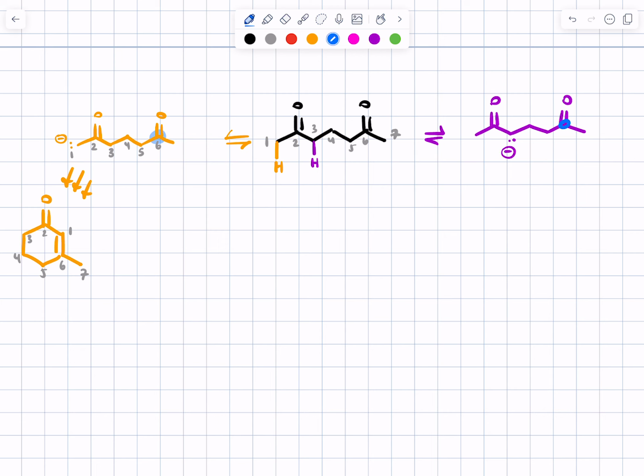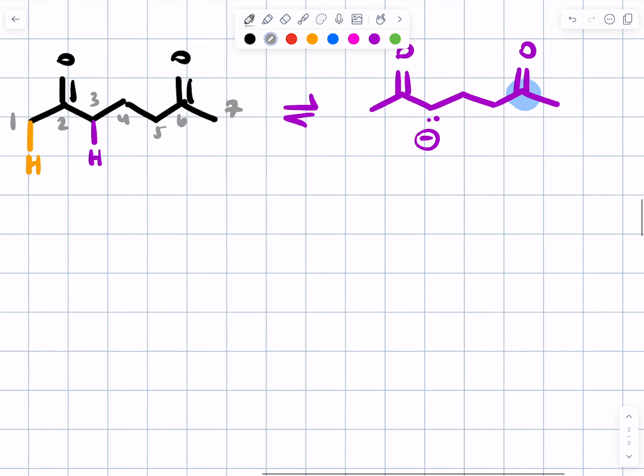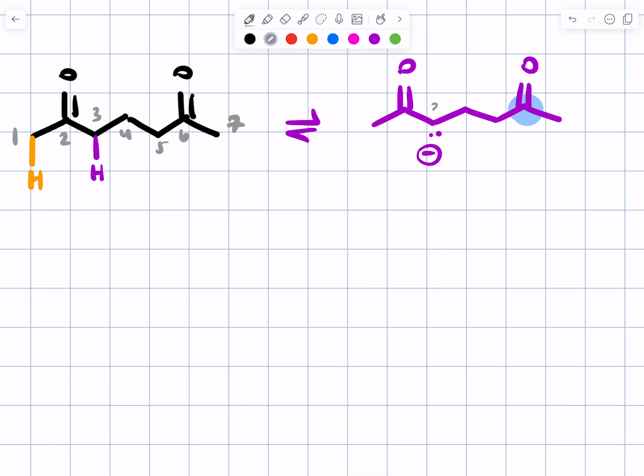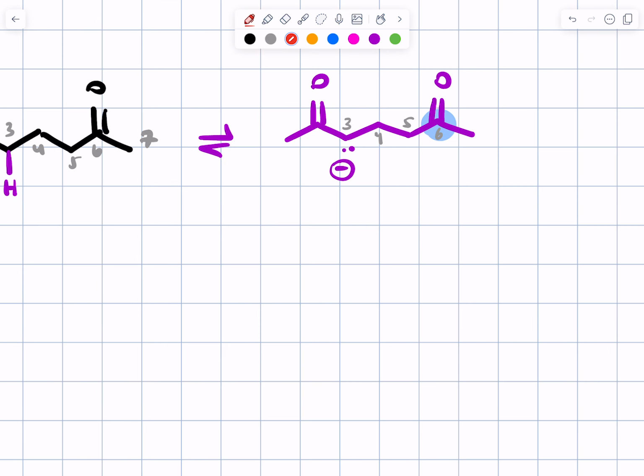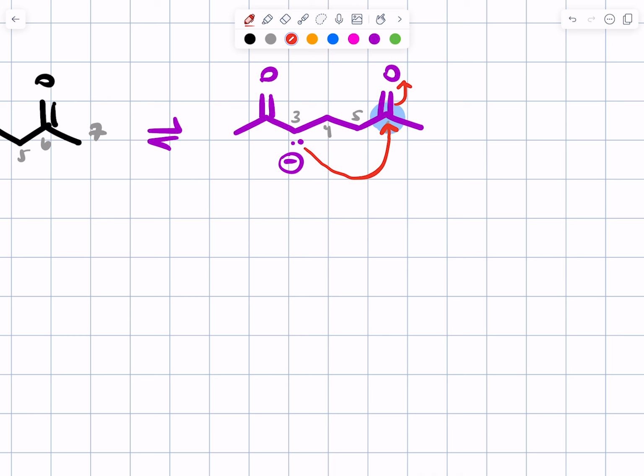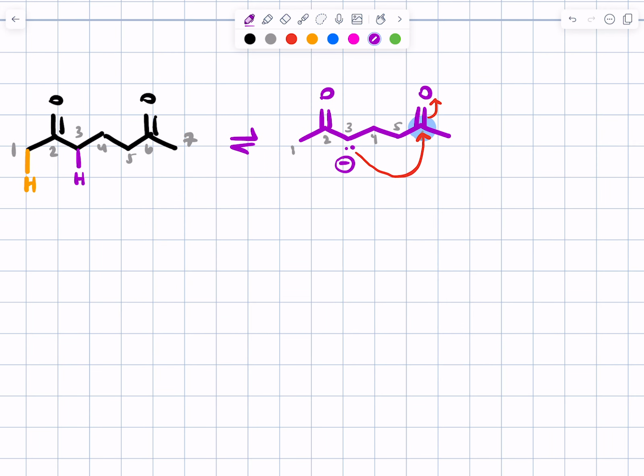And then we're going to count and see how many atoms away that carbonyl carbon is. This is carbon 3, 4, 5, and 6. That's 4 atoms away, right? So if the purple alpha carbon attacked the carbonyl carbon, what kind of ring did I just make? 4-membered ring, right?